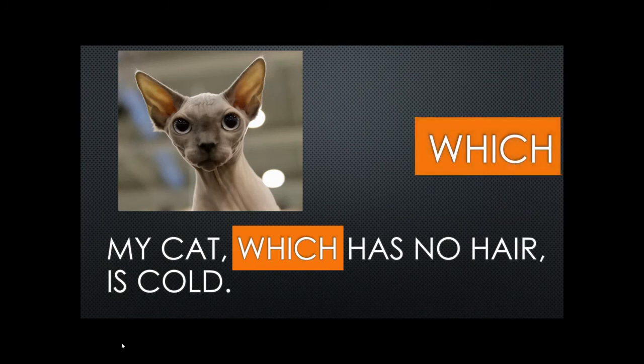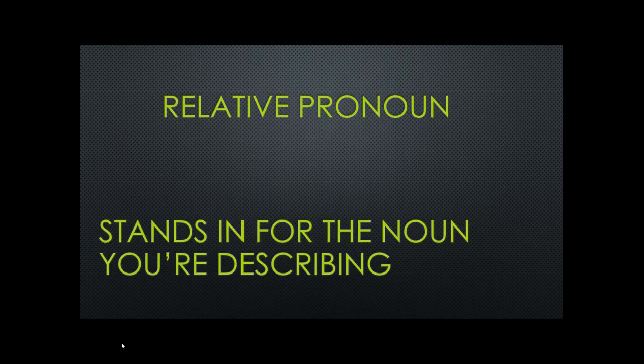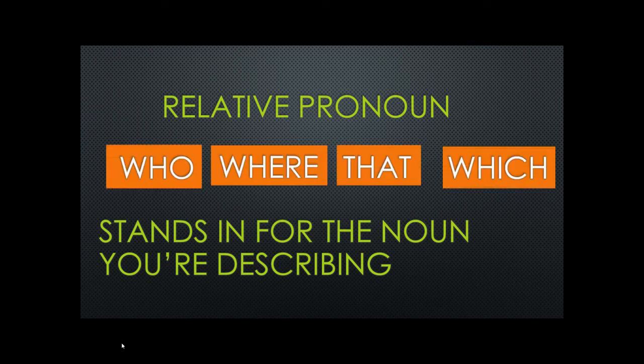Which is used for non-essential clauses when you just want to add some extra information. My cat, which has no hair, is cold. I don't need to be told that cat. There's only one here. That means you'll never use commas with that, and always use commas with which. It's called a relative pronoun because it's related to the noun it stands for. It stands in for the noun you're describing.